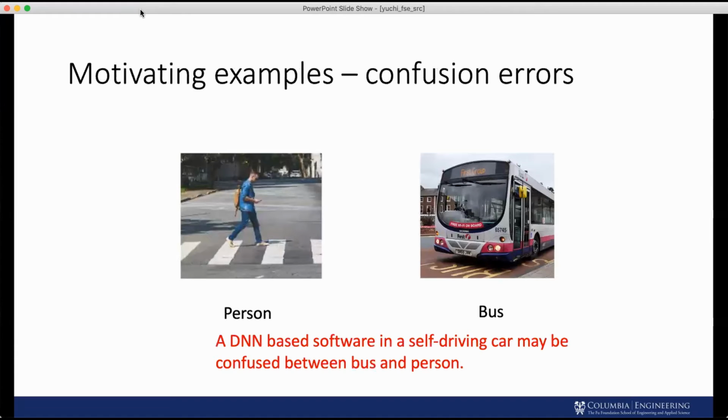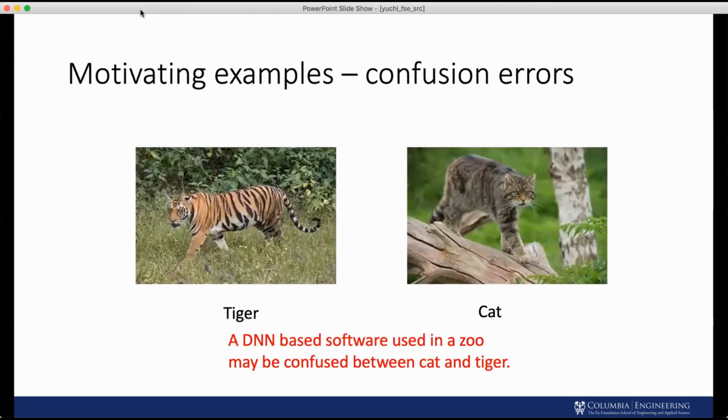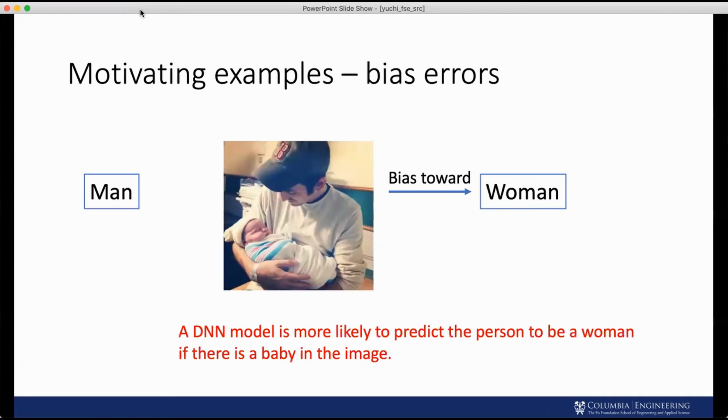For example, if in a self-driving car, the DNN-based software is sometimes confused between person and bus, it is very dangerous. Another example, if in a zoo, a DNN-based software cannot distinguish between cat and tiger, it will cause big problem. In this example, because there is a baby in the image, a DNN model will be biased toward woman than man and predict the person holding the baby to be a woman.